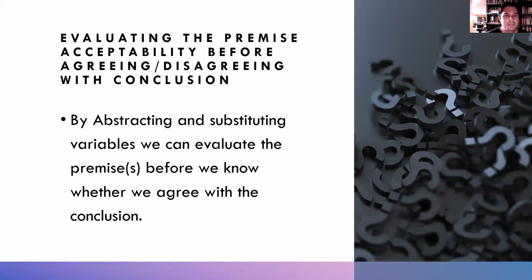Evaluating the premise acceptability before agreeing with the conclusion. So this is sort of where we're at. By abstracting and substituting variables, we can evaluate the premises before we know whether or not we agree with the conclusion. So you thought of who you think is the greatest musical artist or group of all time. Instead of letting me know, just put an X or a Y, and then start to look at the criteria, and then provide justification for this premise, this criteria, if we leave it in this one deductive form, and get the other individuals that you're trying to convince to either agree or disagree with the criteria. And only after they agree or disagree with the criteria is it then revealed who the greatest musical artist of all time is.